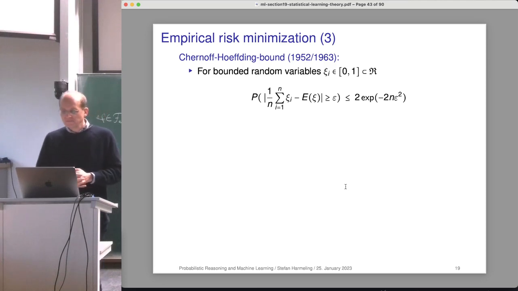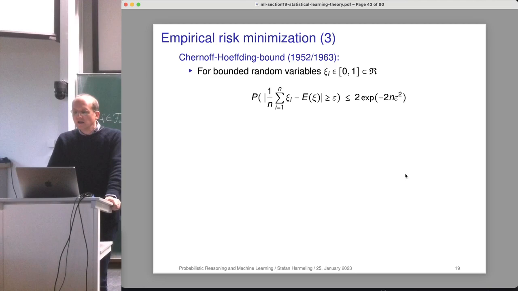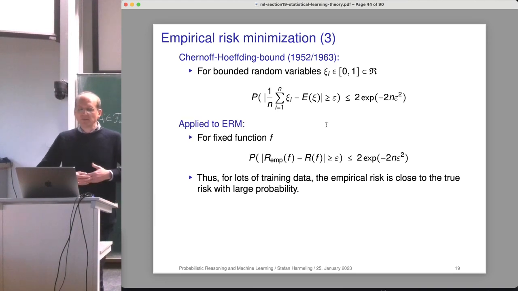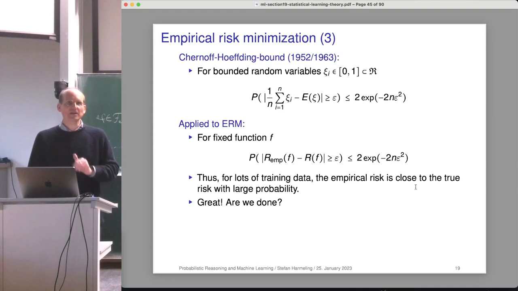So there are some bounds. And this bound now, just by looking from far away, looks a little bit already like the one that we want to have. So we have the distance between the empirical risk minus the actual risk, and the probability that this one is greater or equal to epsilon is less than e to the minus n, okay, which is something nice. So that is the so-called Chernoff-Hoeffding bound. It's also old stuff already, and it can be applied to the ERM. So if we apply it, we get some nice bound, okay? So we see that for lots of training data, the empirical risk is close to the true risk with large probability. However, here's some problem. Looks great, but we are not done.